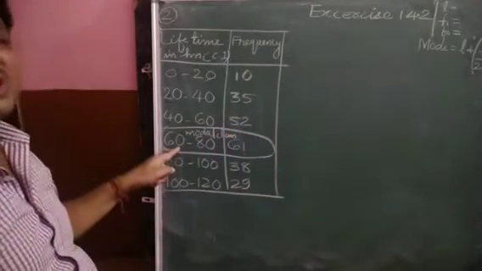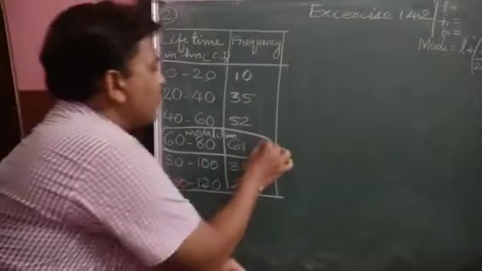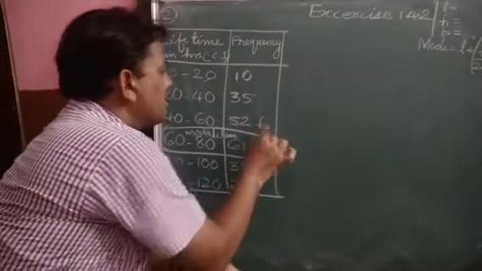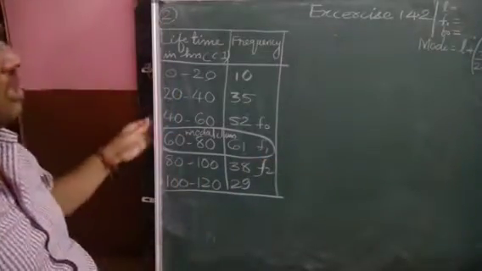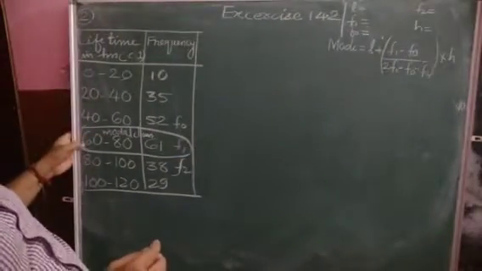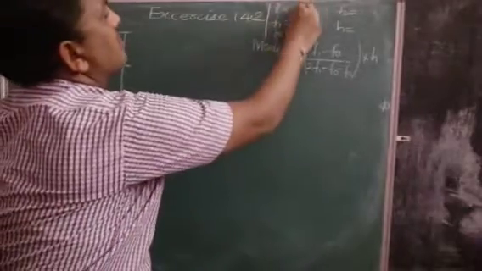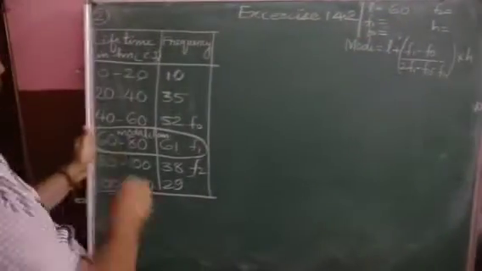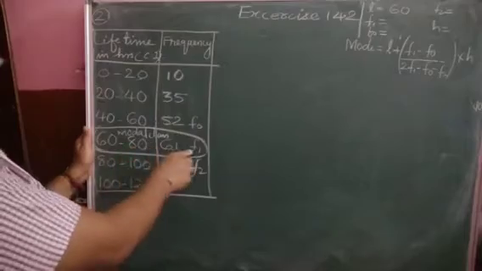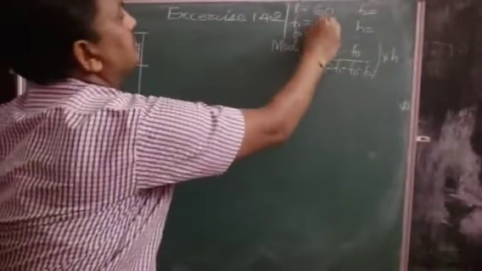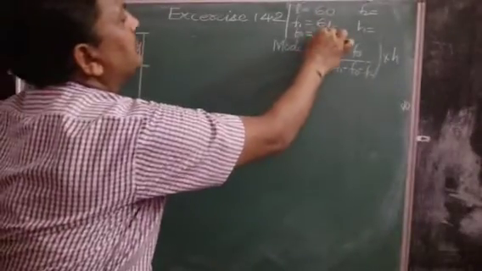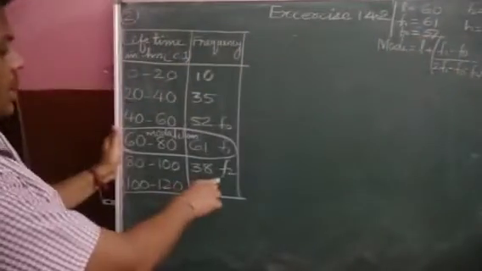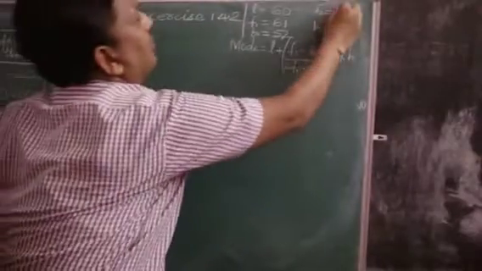And here 60 is the L value. This is F1. This is F0. This is F2. Very simple. Nothing is there, children. Now put in the formula simply. L value is how much, children? 60. Lower boundary. F1 value is 61, and F0 value 52. F2 value 38.